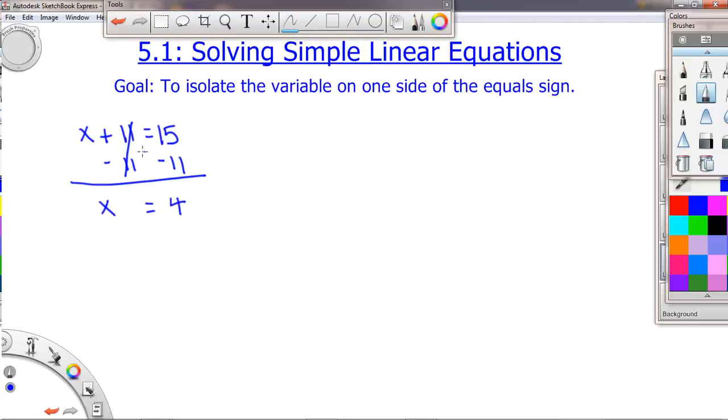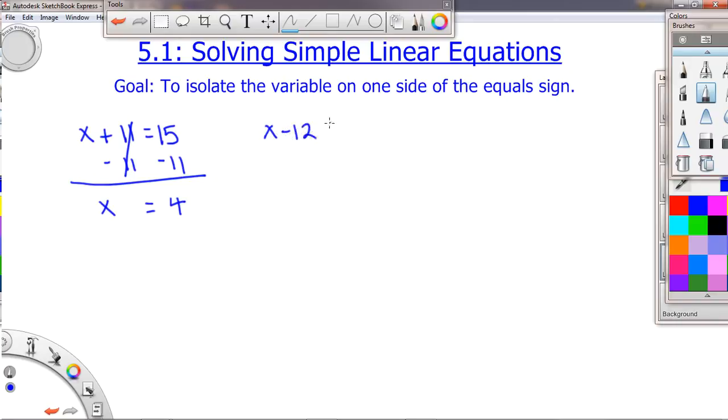Okay, let's do another example here. So this is how you show your work, by the way, in my class at least. I want you to show me what you did to both sides of the equation to get the variable by itself. Now this one is about as easy as they come because this was a single step problem. As we move on, we're going to get into more and more complicated problems. So let's do another simple one.